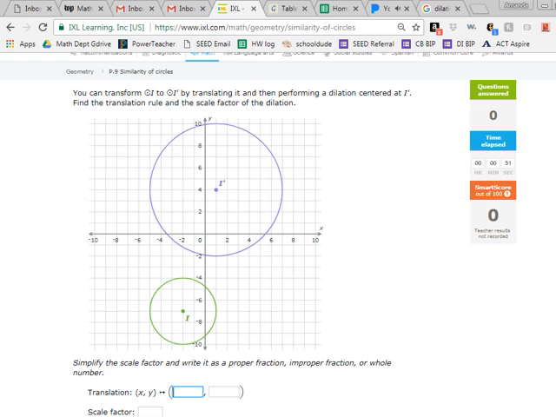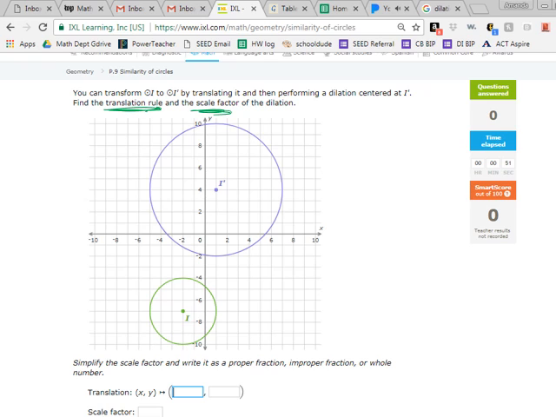Let's try P9. Again, very similar. The only difference is I have circles instead of triangles. So I have less to work with a circle. In a circle, all I have is a center, and I have this thing for a radius. So again, we are going to find the translation rule and the scale factor.